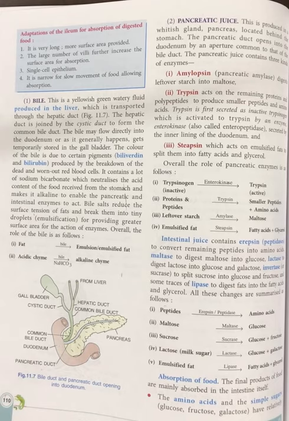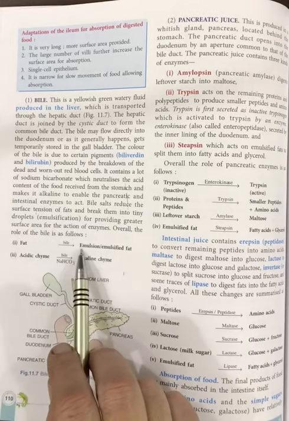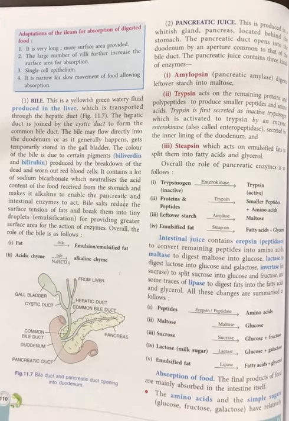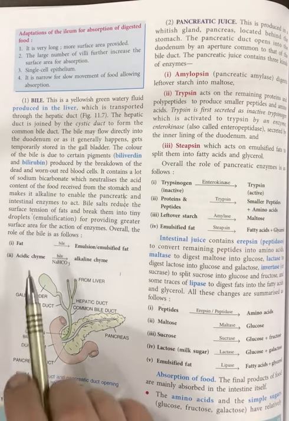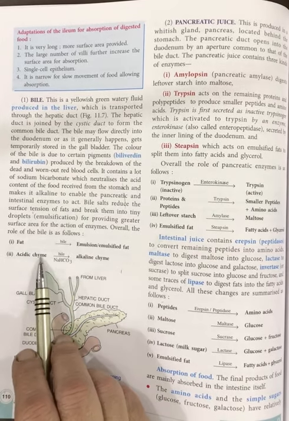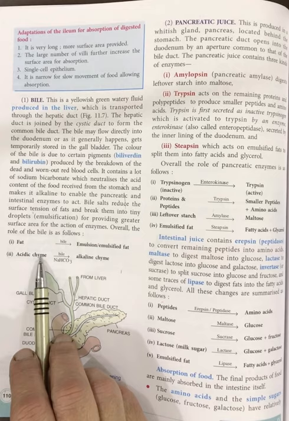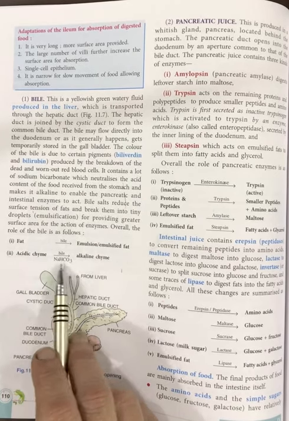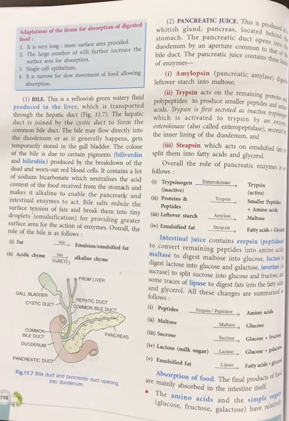So overall, the role of bile is as follows. Fats are emulsified for the action of the enzyme, and the acidic chyme which was received from the stomach becomes alkaline by the sodium bicarbonate present in the bile. So this is about the bile.